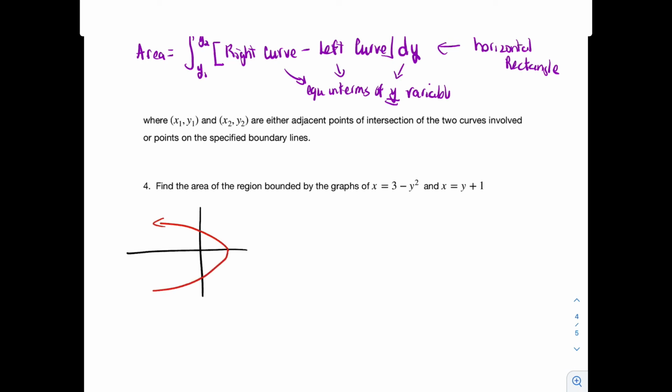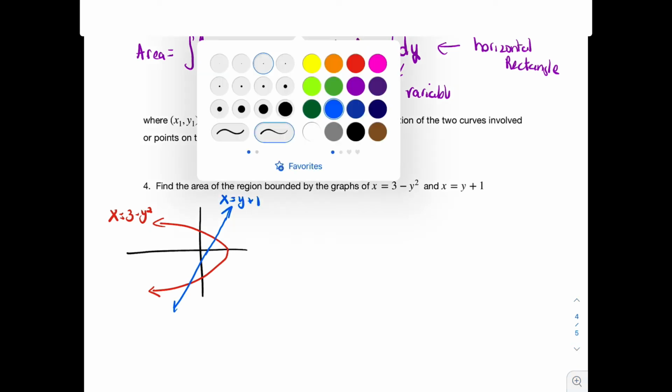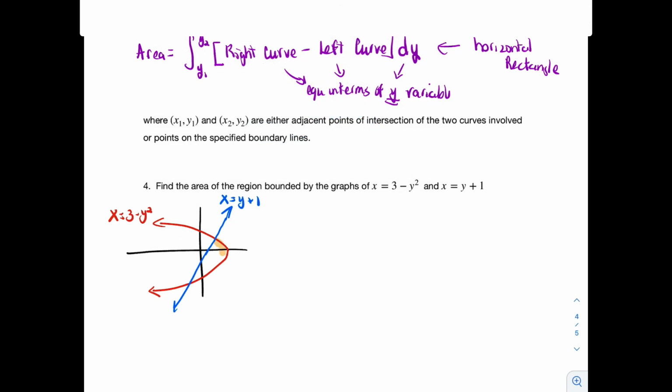So the curve y equals 3 minus x squared is this red sideways parabola. And then x equals y plus 1 is this line. So the region which they intersect here would be this orange shaded region.